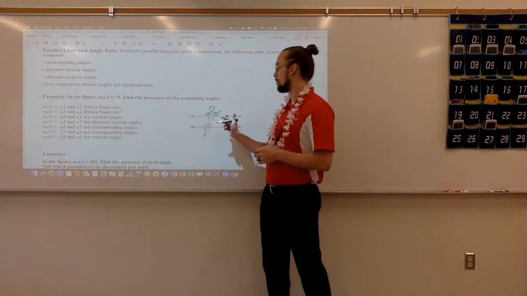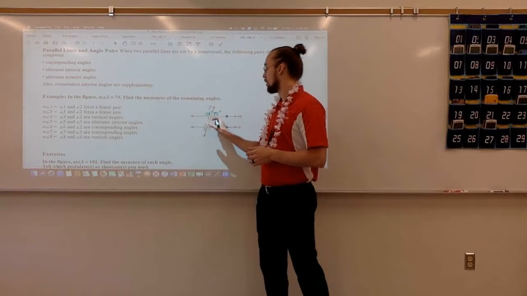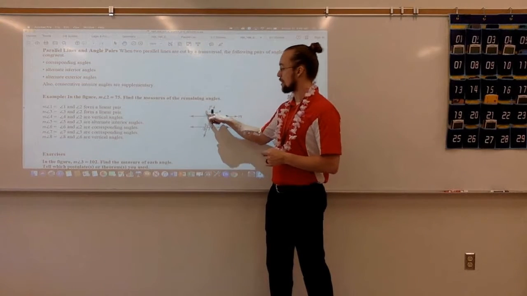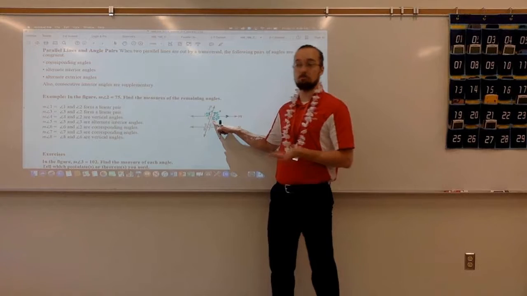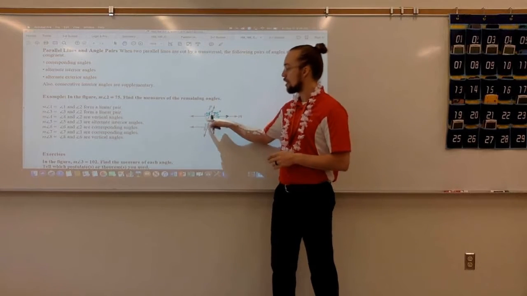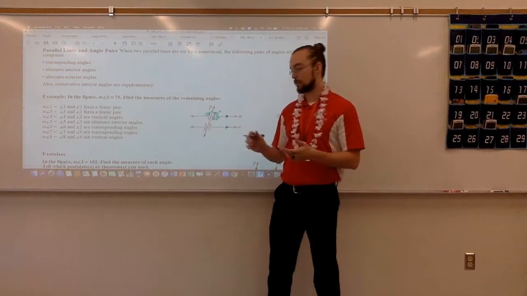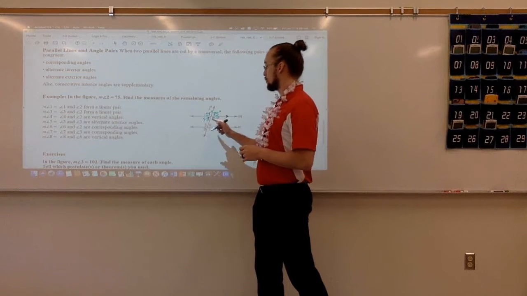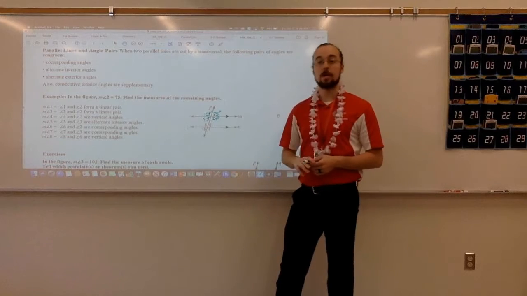That would also be 105, right? We could say that this angle makes a linear pair with this one, or we could say these two angles are vertical. So these would have to be the same. What about angle 4? 75. 75, right? For the same reason. These two are vertical, these two make up a linear pair.